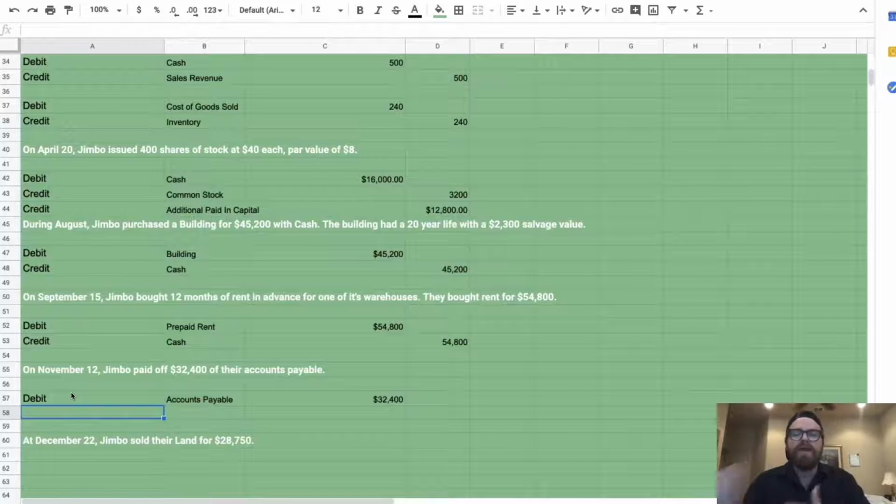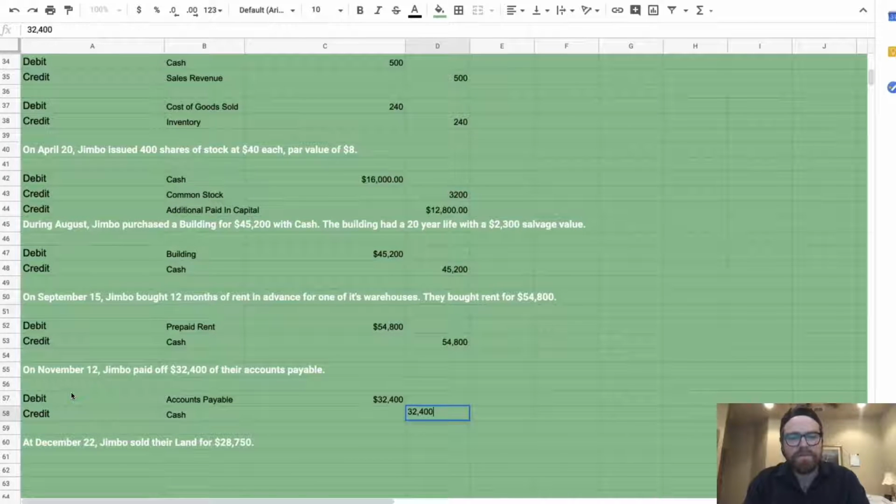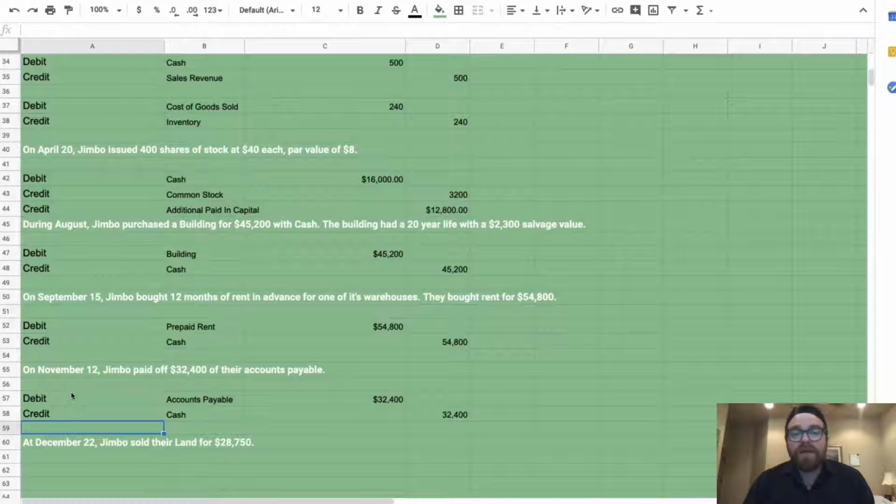So if we pay it off, that means cash is going down. So we have to credit cash 32,400. So that's how that looks there when you pay off an accounts payable or pay off a liability. You're going to debit that liability to remove part of it from the books and then credit cash for what you paid.